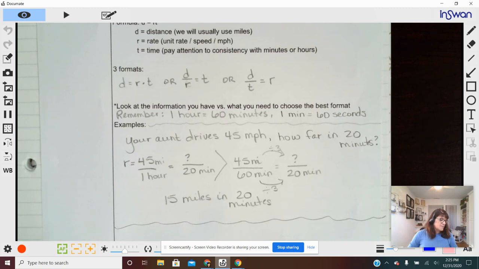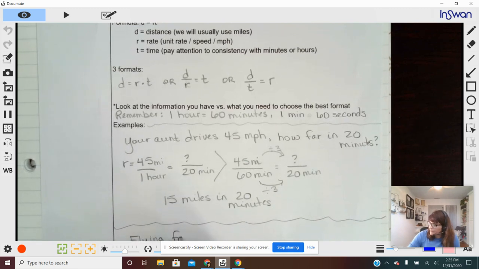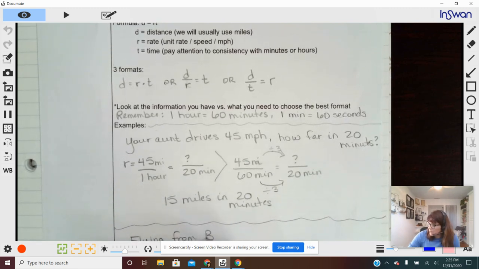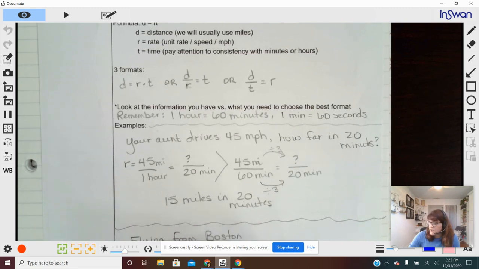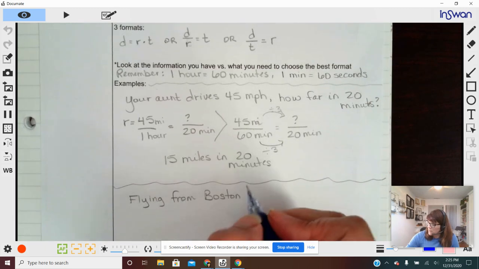Now, what if it's something like airplanes? What if we knew that I'm going to fly from Boston to San Francisco, two of my very favorite cities? I would be happy to do that. And these are pretty good times in this problem. This isn't like weird math book made it up.